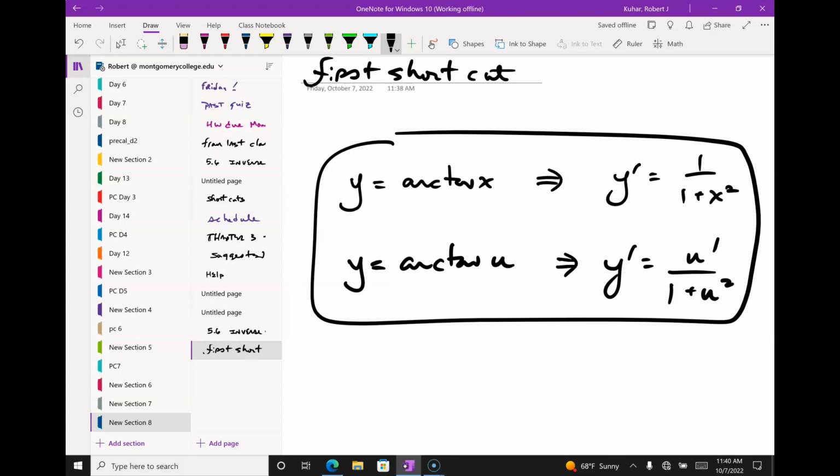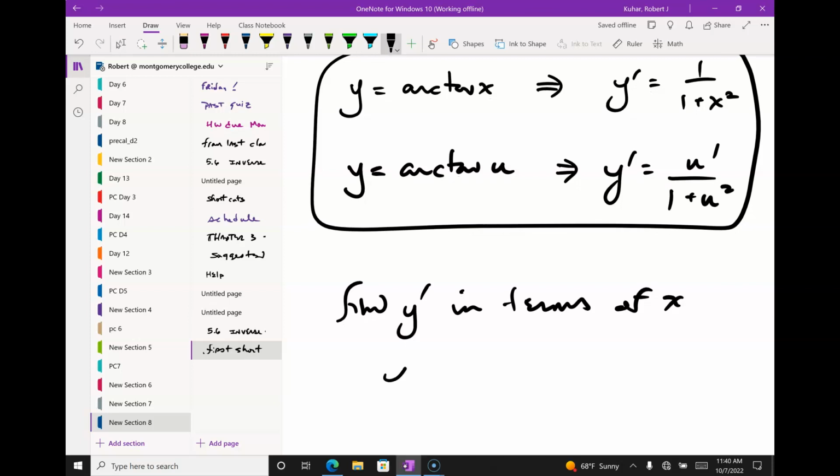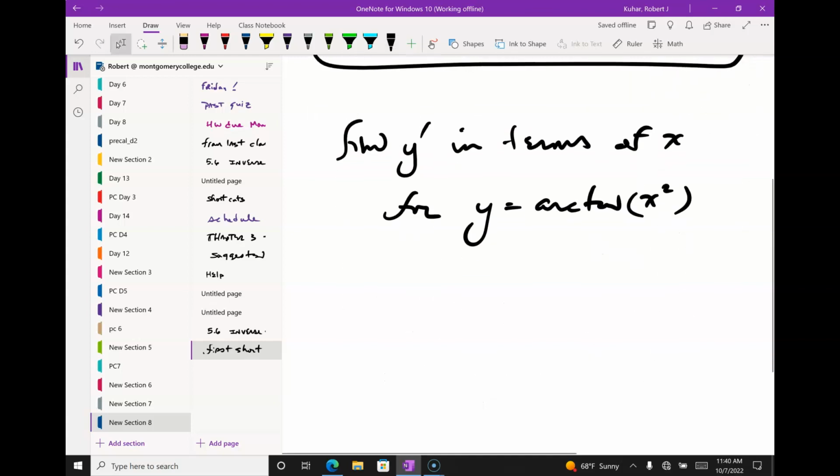All right, here we go. First example problem. I'm going to say find y prime in terms of x for y equals arctan of x squared. So this is our problem. Let's look at the curve first, okay? Y equals arctan of x squared. Let's look at the curve.